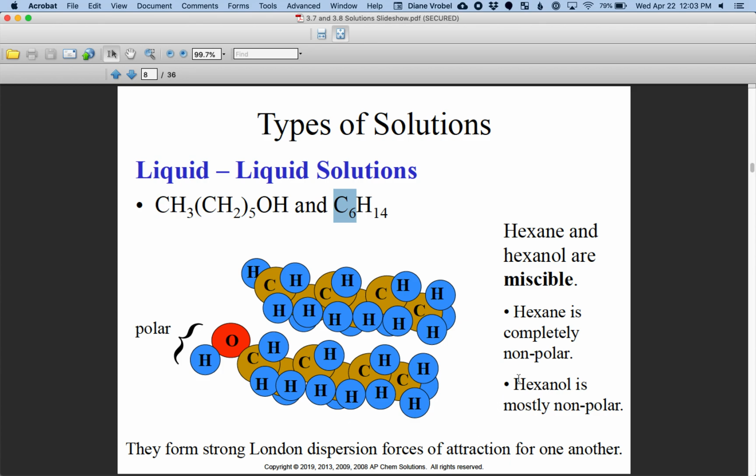So you could argue that hexanol, even though it's got an OH on the end of it, is mostly nonpolar. So as a result of it, it forms a London dispersion force of attraction with hexane.